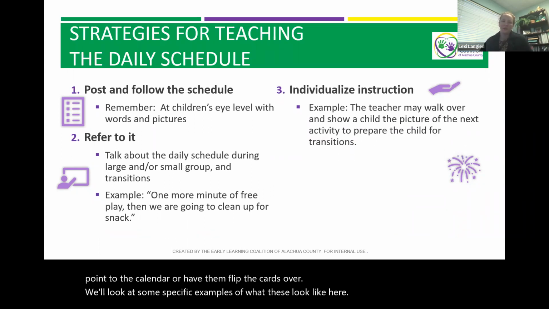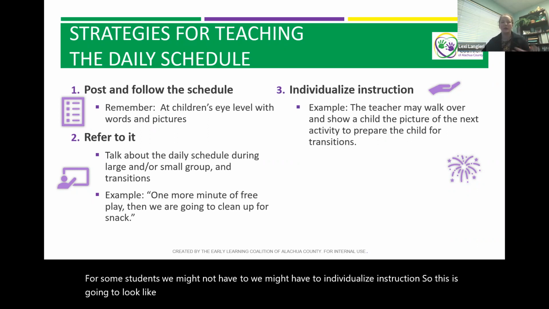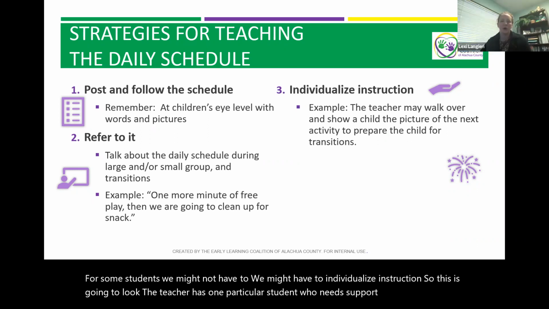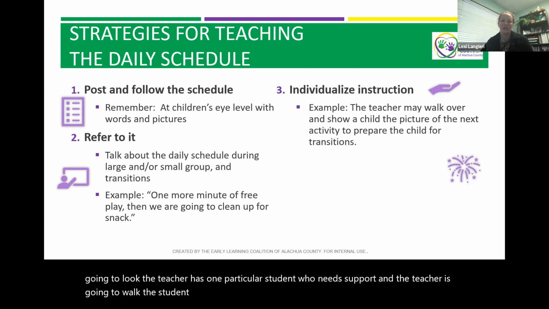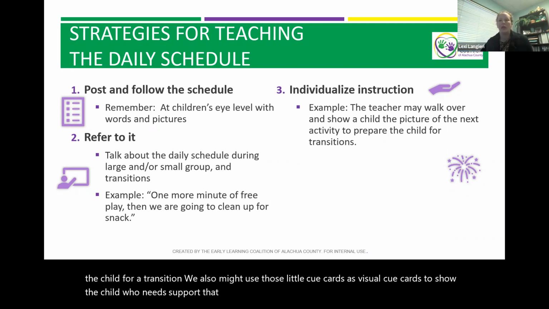For some students, we might have to individualize instruction. So this is going to look like the teacher has one particular student who needs support, and the teacher is going to walk the student over to the visual schedule and point to the picture in order to prepare the child for a transition. We also might use those little cue cards, the visual cue cards, to show the child who needs support. That way we can prepare them ahead of their peers for the transition that's about to come.